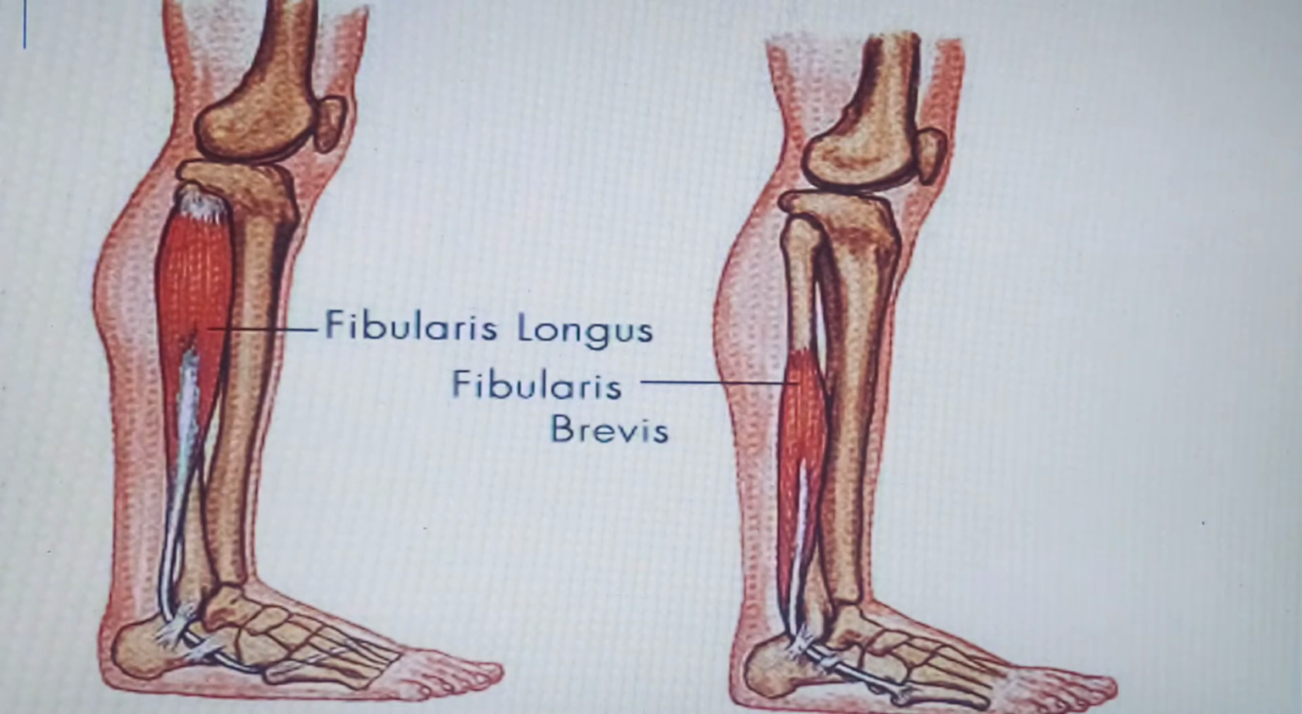Now, as I've already indicated, these two will help in eversion of the foot. But in addition, the fibularis longus may also help in plantar flexion. So plantar flexion, which is going to be performed by the muscles of the posterior compartment of the leg, could be augmented by the fibularis longus muscle.